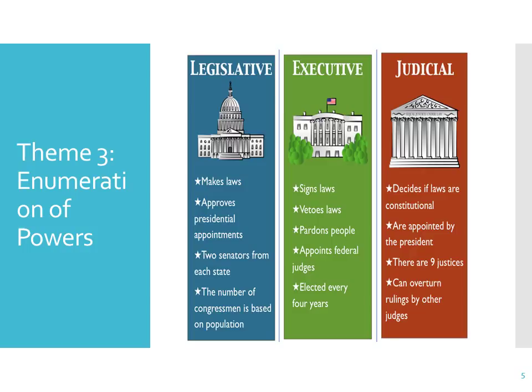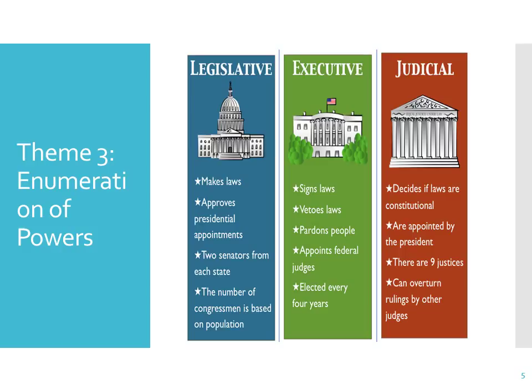So the legislative branch can make laws, approve presidential appointments, raise taxes, declare war, and so on. The executive branch can run the army, sign and veto laws, and pardon people. The judicial branch can decide what cases to take, can rule laws unconstitutional, can settle disputes between states.